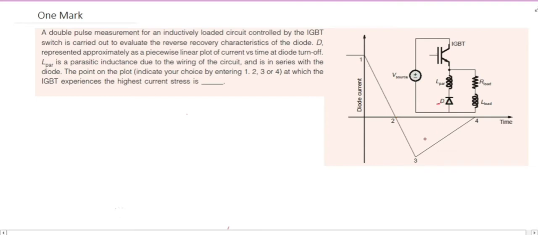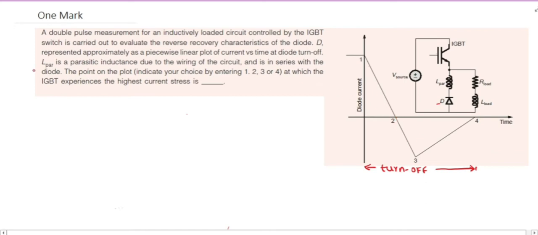Now, the characteristics are represented approximately as a piecewise linear plot of current versus time at diode turnoff. The diode turnoff characteristics are also mentioned here. Those are also called reverse recovery characteristics. These are the turnoff characteristics. Because is the diode going to turn off instantly? No, it will not turn off. Because of the stored charge carriers in the device, there is a reverse recovery process that is mentioned here.